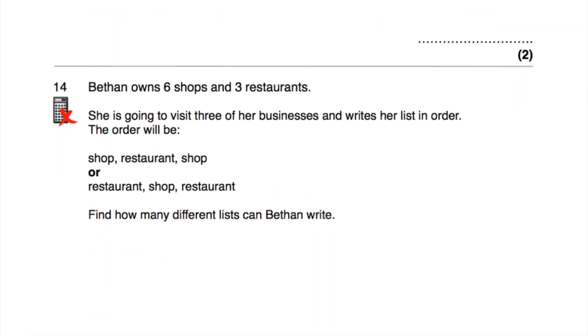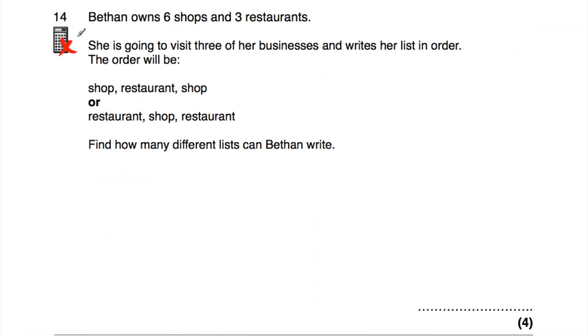Okay, next, question number 14. Okay, let's have a look at question number 14. So this is on the product rule for counting. And if you go to 48 days to go, that's the video on product rule for counting. So in terms of this question, we're told that Bethan owns 6 shops and 3 restaurants. So she owns 9 businesses, and she's going to visit 3 of her businesses, and she writes her list in order. So she's going to write a list in terms of which one she's going to visit.